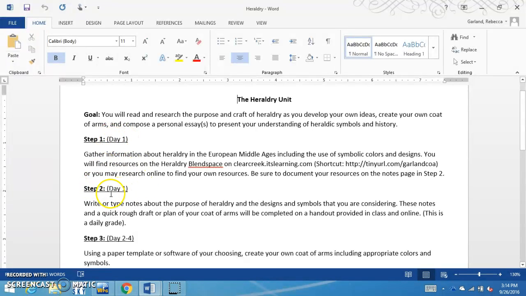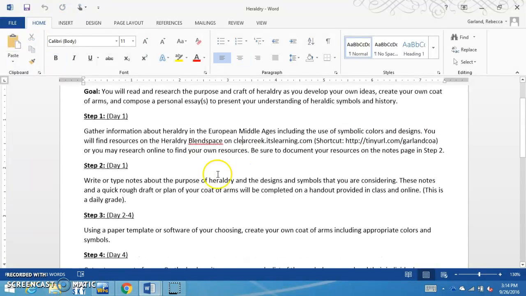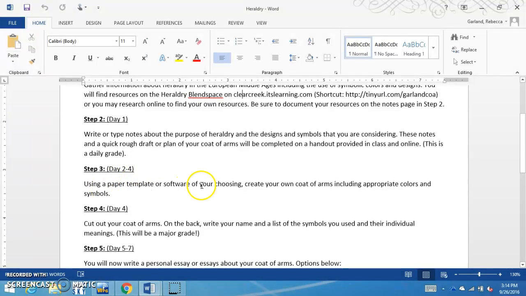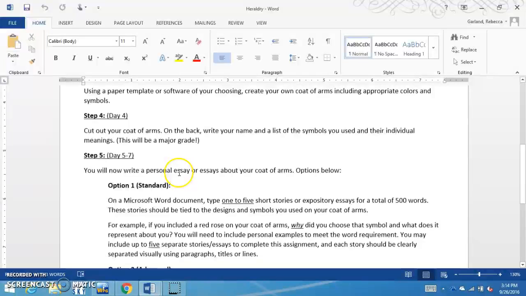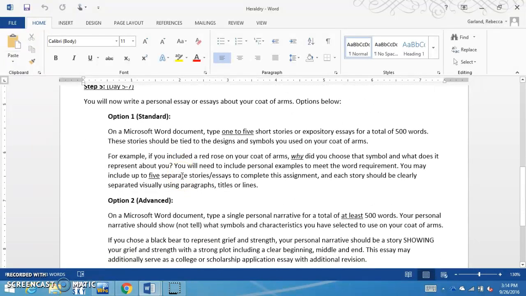Some of the steps are one day, some of them are 2 days. They had to go to a blend space that I'll show you in just a minute. I have a tiny URL that'll take us there. Go ahead and copy that. And then I have different steps. They created the software or the paper design. They cut out the coat of arms. They labeled everything. And down here is where you see the rigor.